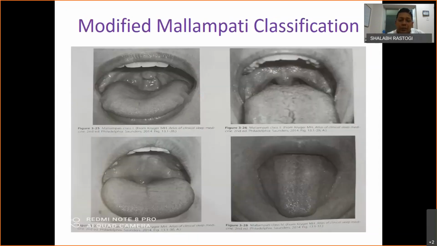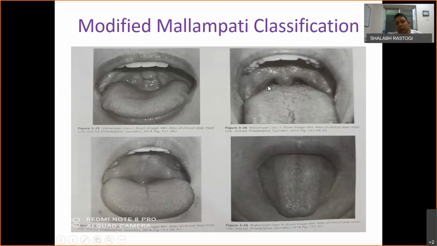Now, various classifications are there for noting down the evaluation of the upper airway. One of them is the modified Mallampati classification. You must have seen the Mallampati classification in your PAC sheets, in which the anesthetist notes from grade 1 to 3. It is basically based on the uvula length and the oropharyngeal structures you can see. So in grade 1, you can see the whole of the uvula, you can see the tonsil also, you can see the posterior pharyngeal wall.